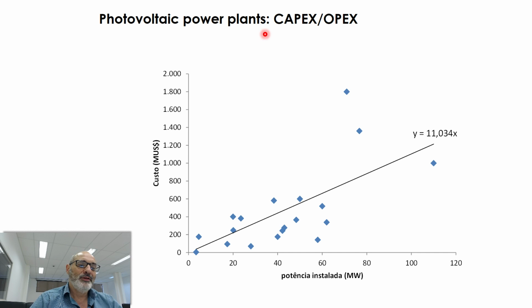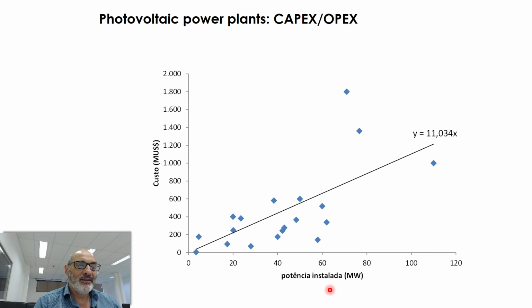We're going to do the same thing that we did for the wind farm. Every dot here represents a photovoltaic solar power plant. You plot the cost of the power plant in terms of the installed power. Installed power means that if you have the sun on your solar panel, direct incidence, at 12 o'clock at the equator, in this situation you're going to generate the installed power.